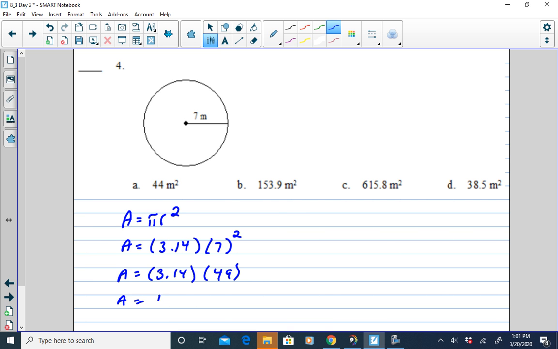We wind up with 153.86. These are square meters, and that would be answer B would be our closest answer. So for problem 4, we have answer B.